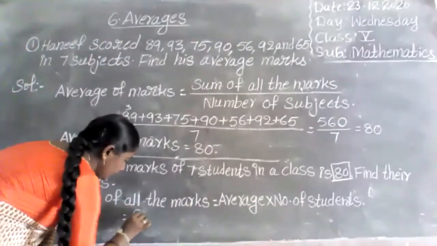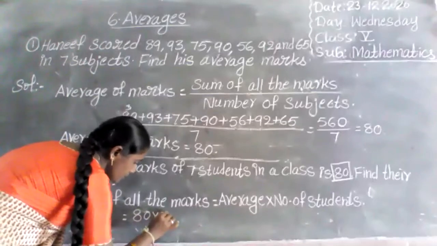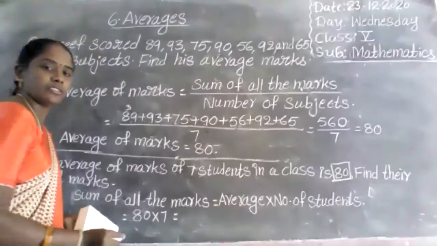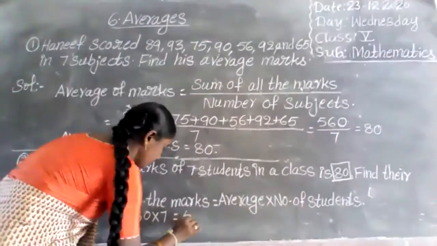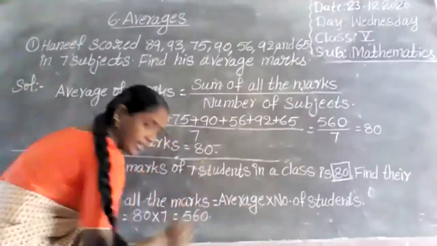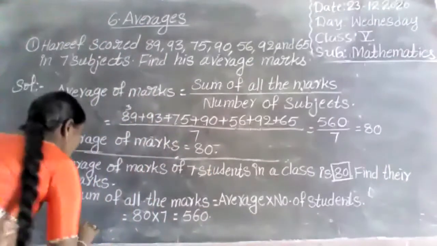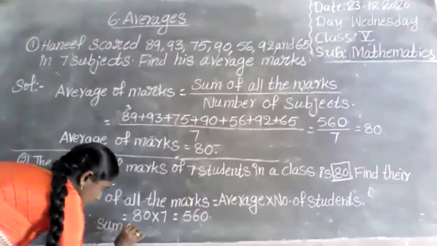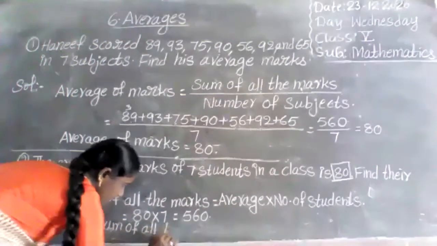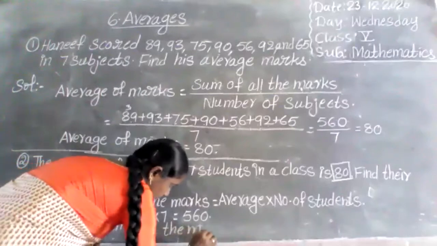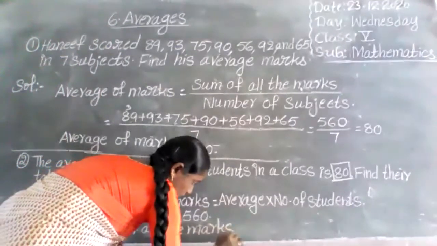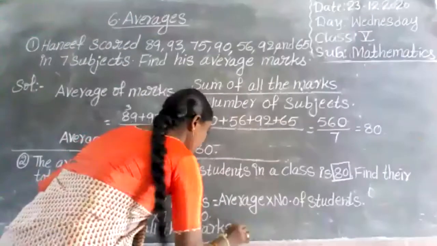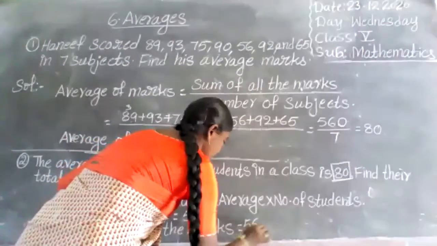Average is 80 into 7. Yes, 80 into 7. Very good. 560. The sum of all the marks equals 560.